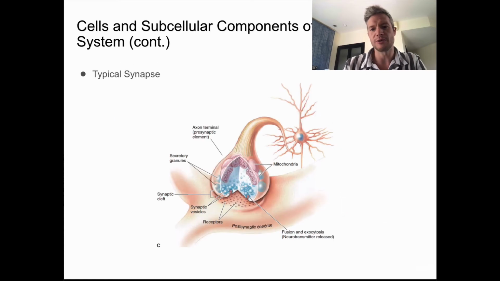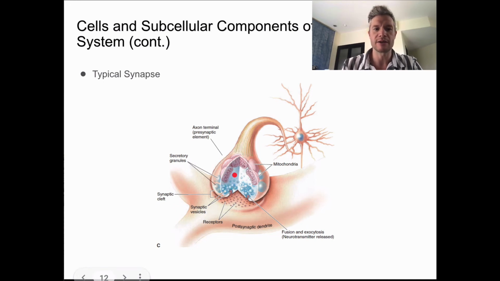So taking a closer look at the synapse, as I've mentioned, that's at the end of the neuron after the signal has traveled down the axon. So we have our axon terminal here. You see there's lots of mitochondria there and things they call secretory granules, but we know them more as synaptic vesicles or vesicles in general. And these will be filled with something called a quanta of neurotransmitters.